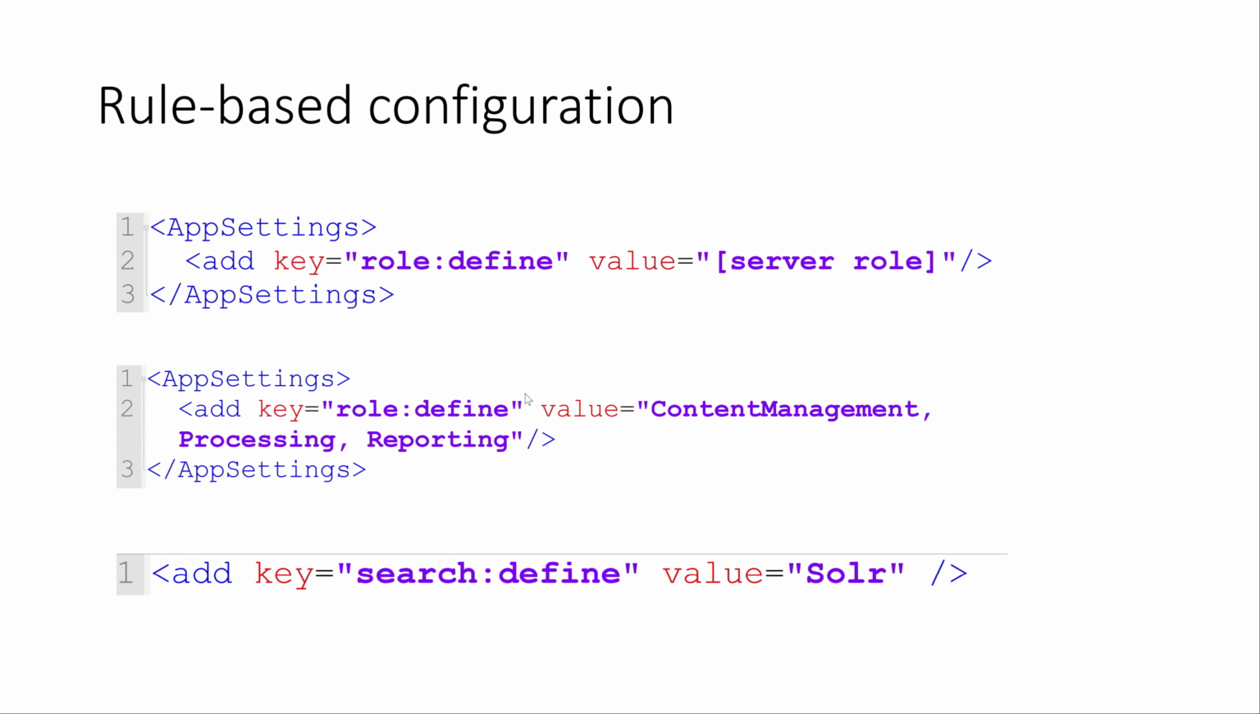Let's see the examples. These settings are defined in the Sitecore instance web.config file. You will have some of these app settings. When we set the role define here to content management, that means the role that server performs is only content management. It will not perform any activities of content delivery or processing. So that is the purpose of this.